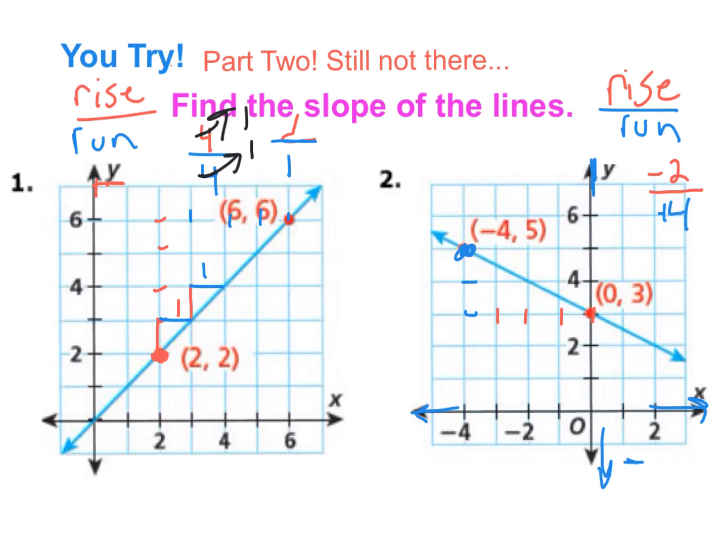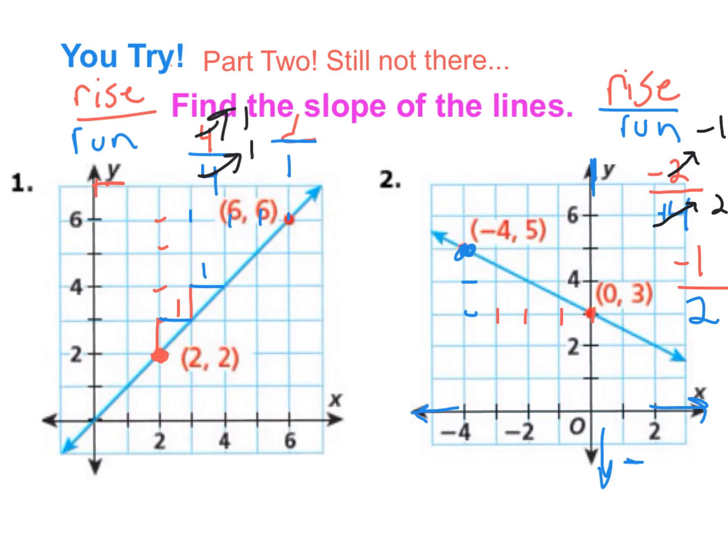Again, we can simplify this fraction by dividing by the least common multiple. So looks like they're both divisible by 2. So if we divide -2 by 2, we get a -1. And if we divide 4 by 2, we get 2. So our slope then becomes -1 over 2.